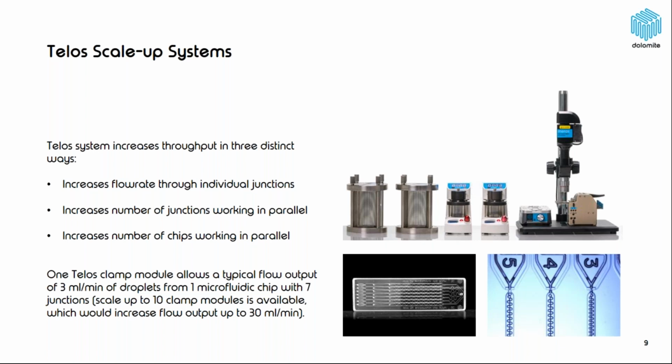So typically, a Telos system would increase the throughput by about 2x. It will increase the number of junctions by 7x on one chip, and you can have a total of 10 chips on a single Telos slice. So typically, you achieve over 100x increase in throughput by going from a single junction system to a Telos system. And if you're looking at the world of emulsions, Telos is capable of producing about 40 liters of emulsions within a 24-hour period. With nanoparticle formation like we have here, that is substantially increased to about 50 or 60 liters a day.